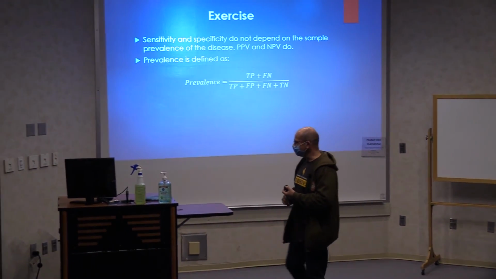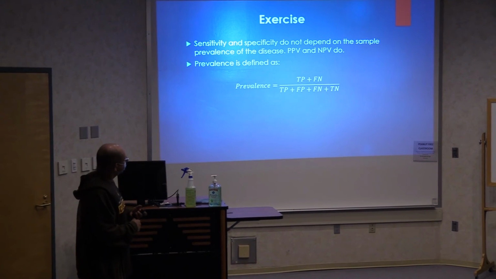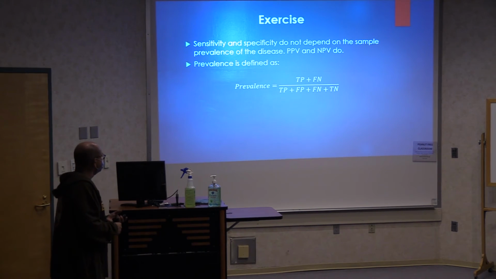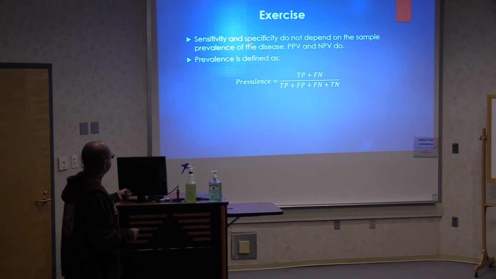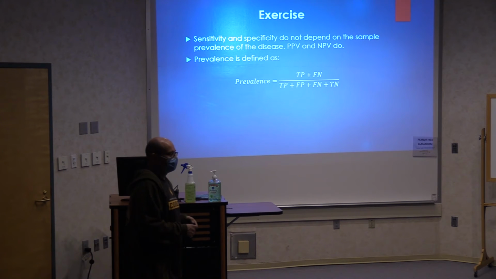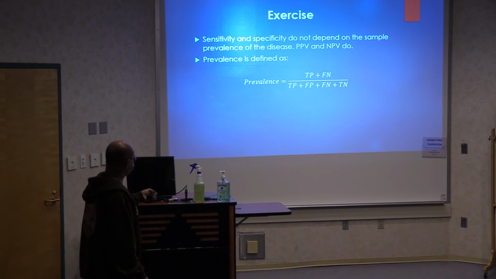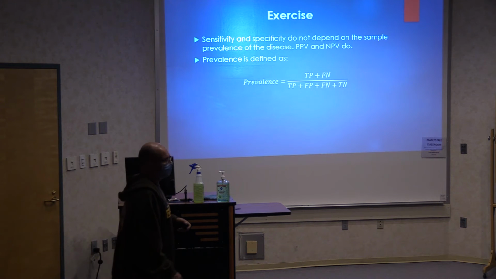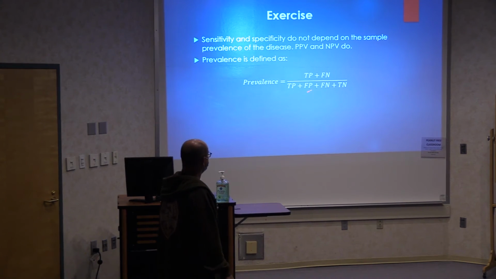So here's an interesting exercise. If you want to do this exercise, just email me, and I'll send you the numbers. Can you show that sensitivity and specificity do not depend on the prevalence of the disease? The predictive values do. That's why in diagnostic tests, people prefer sensitivity and specificity, because they don't depend on the prevalence of the disease. How is the prevalence defined? Well, it's the true positives and false negatives. Those are the people who actually have the disease. They either tested positive or they falsely tested negative, but they have the disease, divided by the whole sample size.